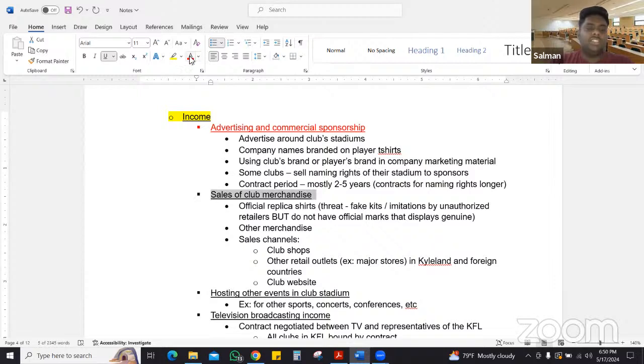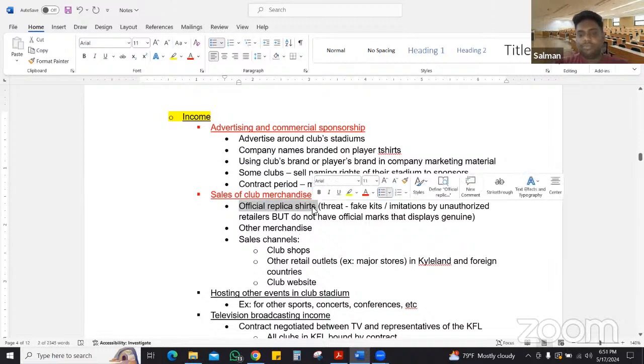Sales of club merchandise. Another income is from selling merchandise, official replica shirts. So you guys also do this, right? When you want to go to the ground to watch a cricket match, you buy the Sri Lankan cricket jersey. If that's an official replica shirt, that income goes to the Cricket Federation. Similarly here, official shirts printed and sold by the club, the club earns the money, right?